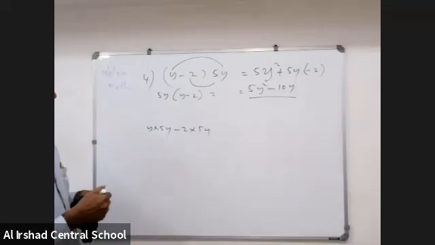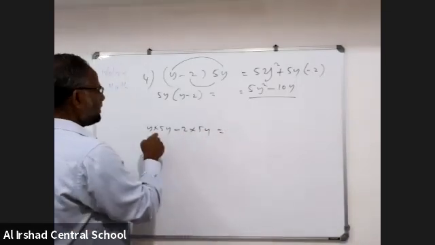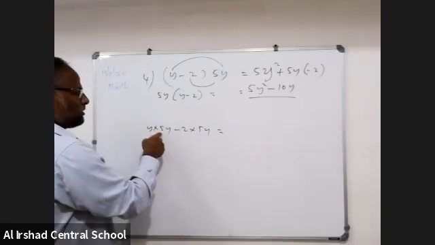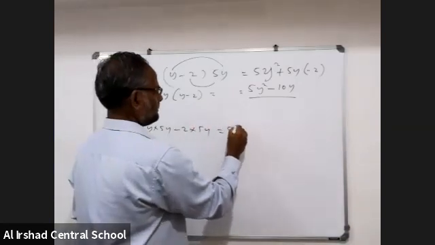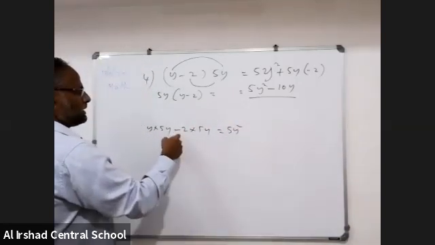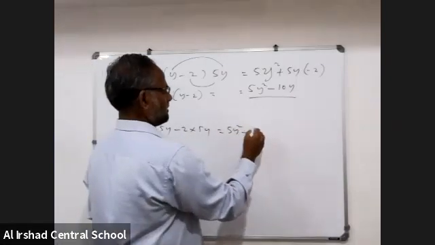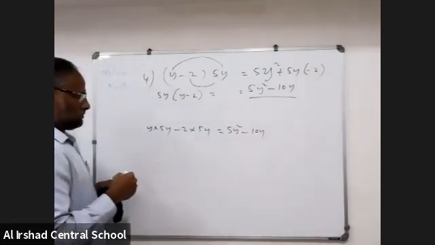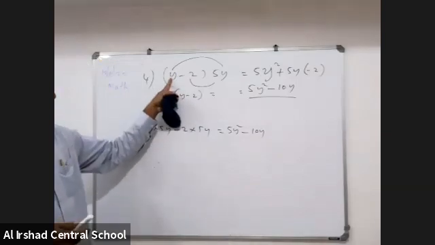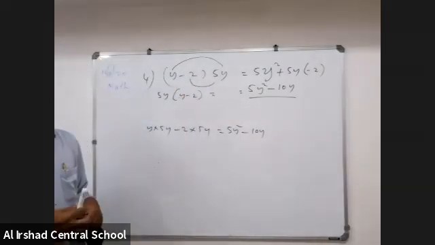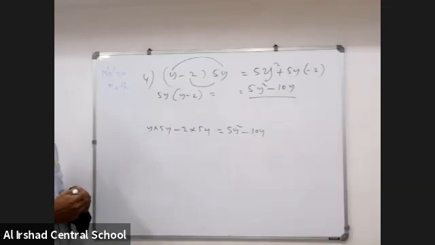Clear? That means y into y is y square, 5y square. Then minus 2 into 5, minus 10, minus 10y. Why? 5y is outside. You have to multiply. Distributive law.